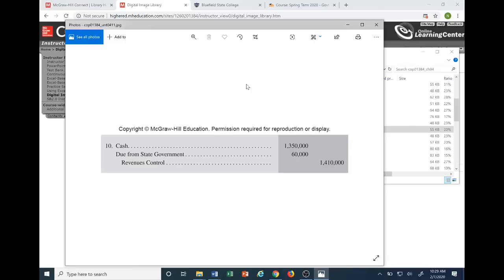Why did we credit revenues control for the whole 1.41 instead of separating and putting 1.35 as revenue and then the other 60 as the deferred revenue? Why did I do that? Because it says the rest of those taxes are expected to be received in January, right? So that falls within the 60 days, right? So we're counting it as revenue. If it would have said we weren't receiving it till March, it would have been deferred inflows, the property taxes, right? Or sales taxes. Make sense?